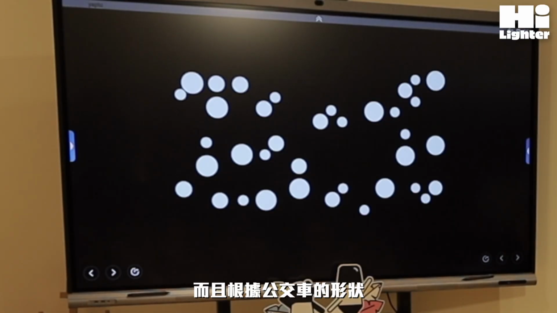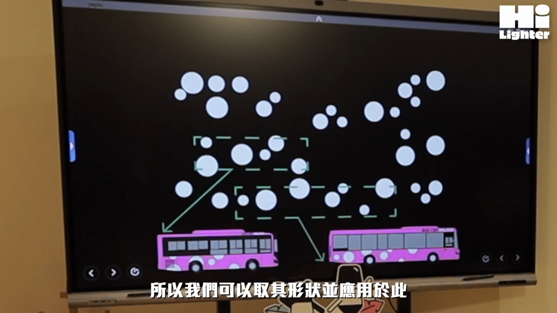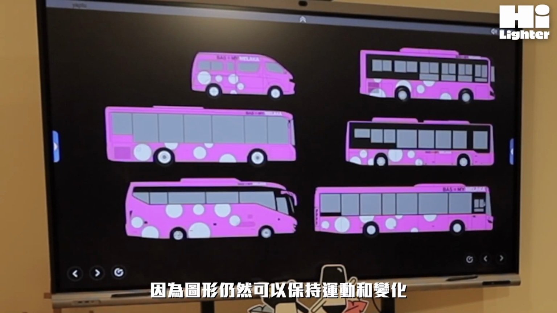And then, according to the shape of the bus, we can play with that. So you can take the shape here and apply it to this. So you won't feel bored with the bus, because the graphic can keep moving and changing, but still stay the same identity.